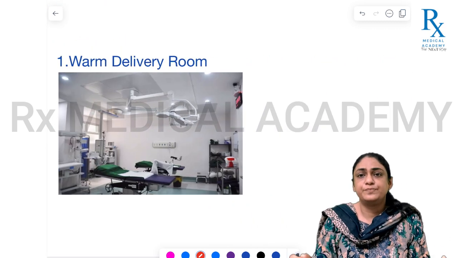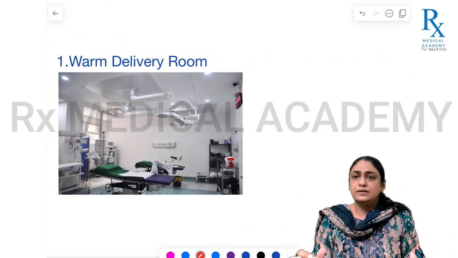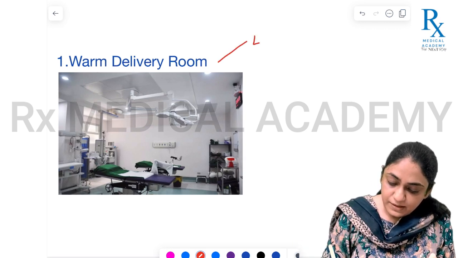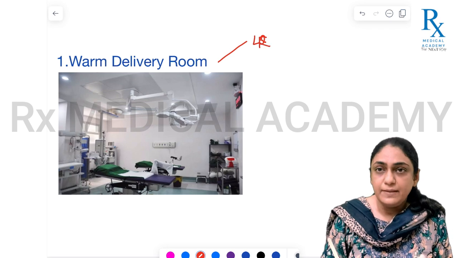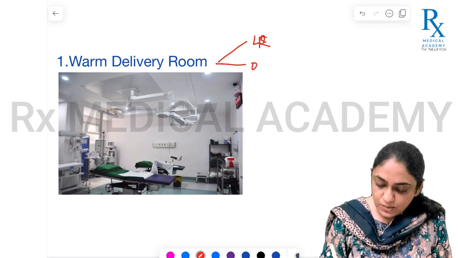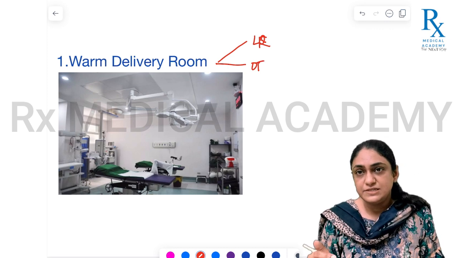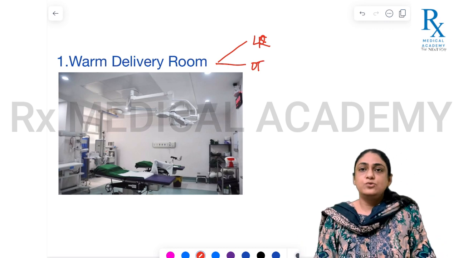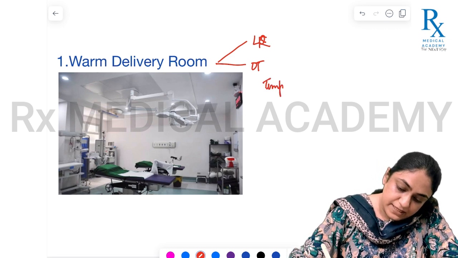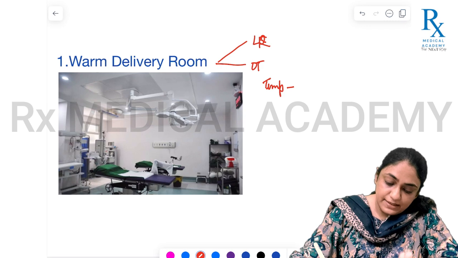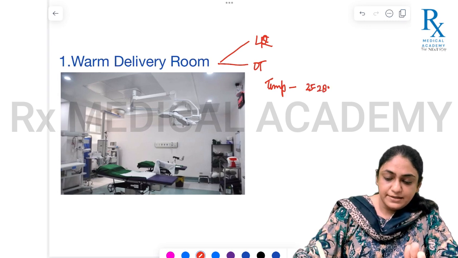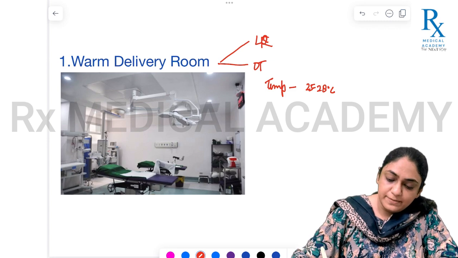Coming to warm delivery room. Whenever the baby is getting delivered, delivery can happen where? It can happen in the labor room if a normal delivery is happening, or in the operation theater if a cesarean section is happening. So whether it is labor room or OT, the temperature of the delivery room should be 25 degrees centigrade to 28 degrees centigrade. This is the optimum temperature.